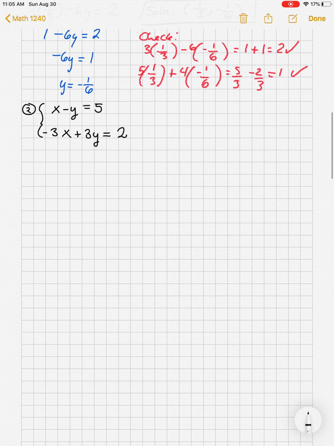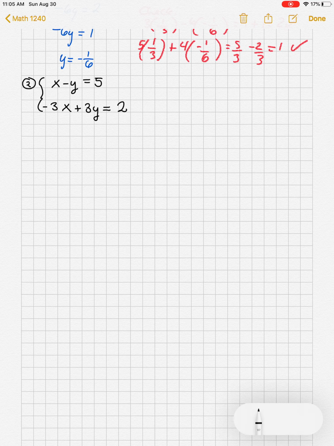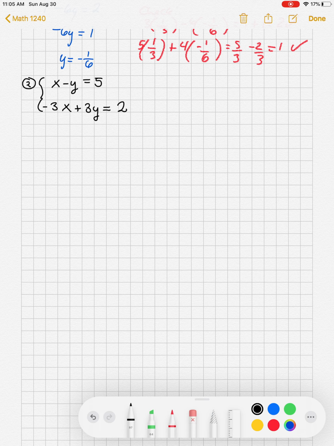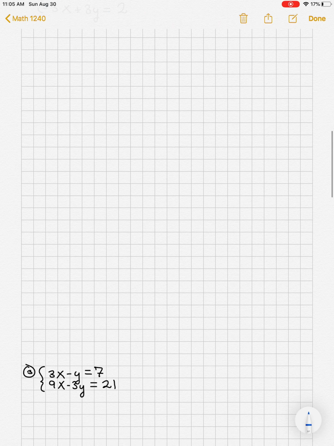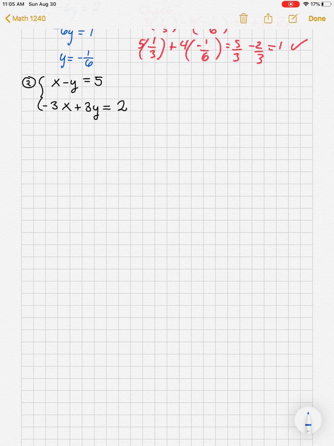Here's another one. Typically I don't use the graphing method unless I'm really asked to. So with this one, I could try the substitution method again. Let's see how that works out. To use the substitution method, I have to solve one of the equations for one of the unknowns. Whatever looks easy, like the top equation, looks like I can easily solve it for x. Then I'm going to substitute that into the second equation.